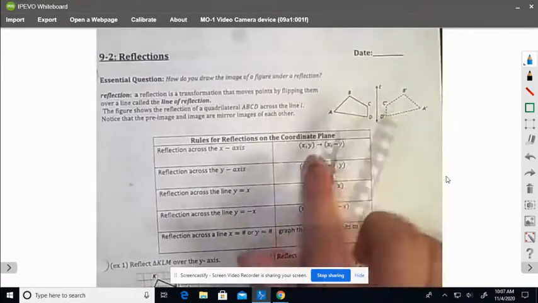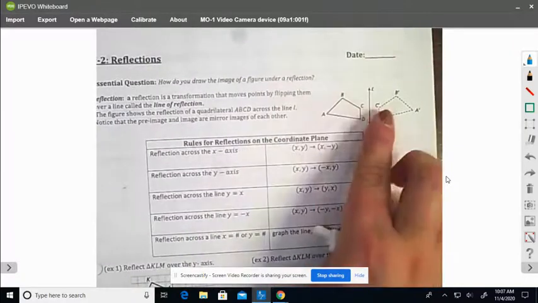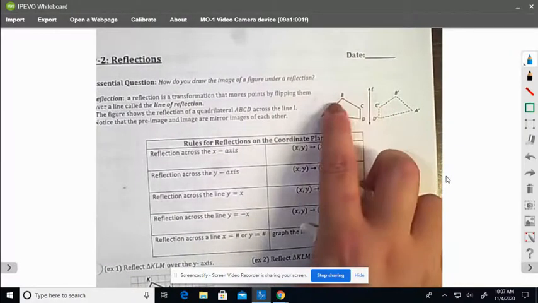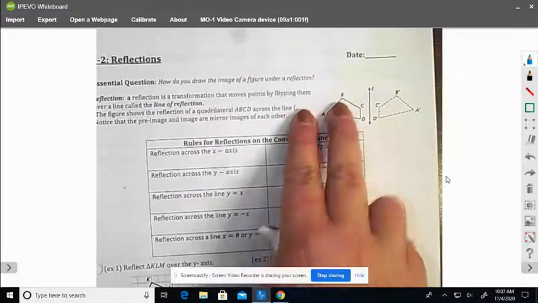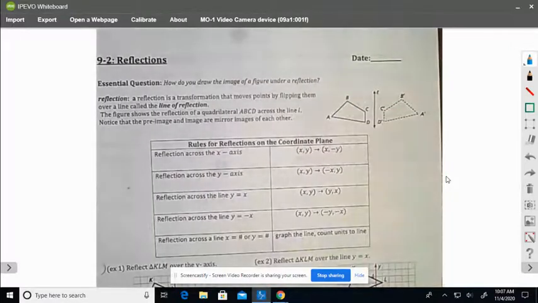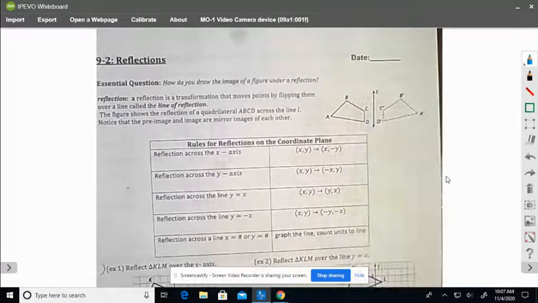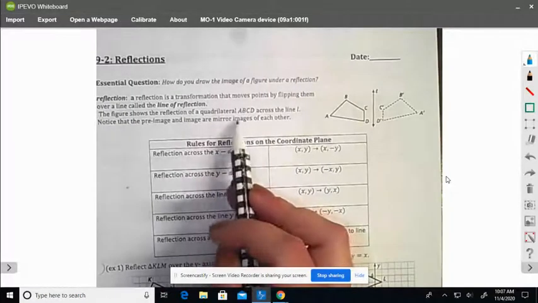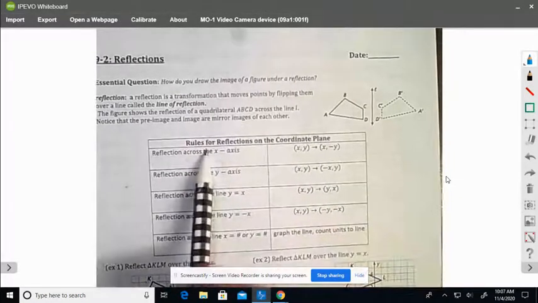So in this picture, this is my original image. This is my image after. So this is my pre-image. This is my image. It's flipping over this line. Okay, this is the line of reflection. The figure shows the reflection. I just explained that. Here are the rules.